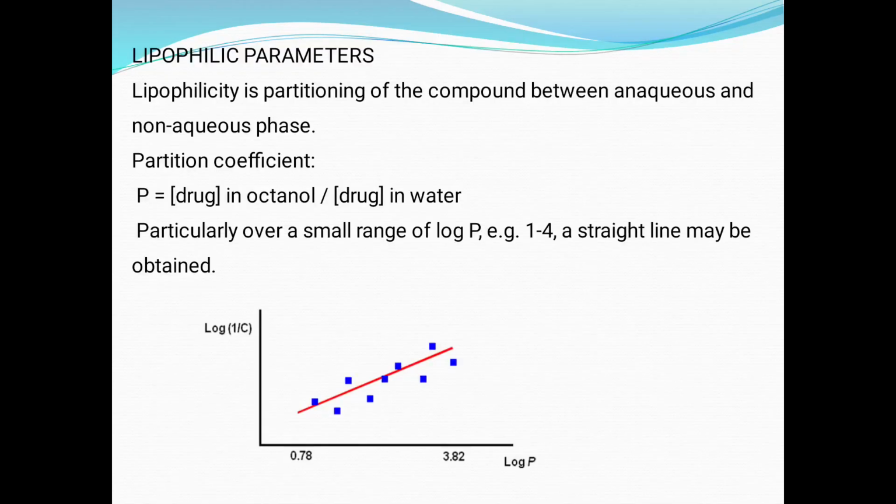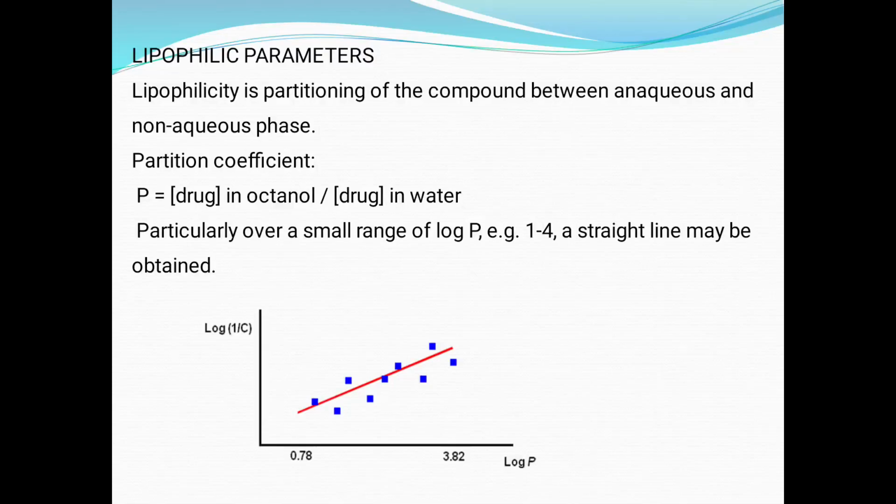Now let's talk about the lipophilic parameter, or the partition coefficient. Lipophilicity is basically the partitioning of a drug between an aqueous and a non-aqueous phase. We particularly use the non-aqueous alcohol octanol because it has a structure similar to your lipophilic membrane, and therefore we are using it as a reference for partitioning of the drug in the organic phase. So P is drug in octanol upon drug in water.